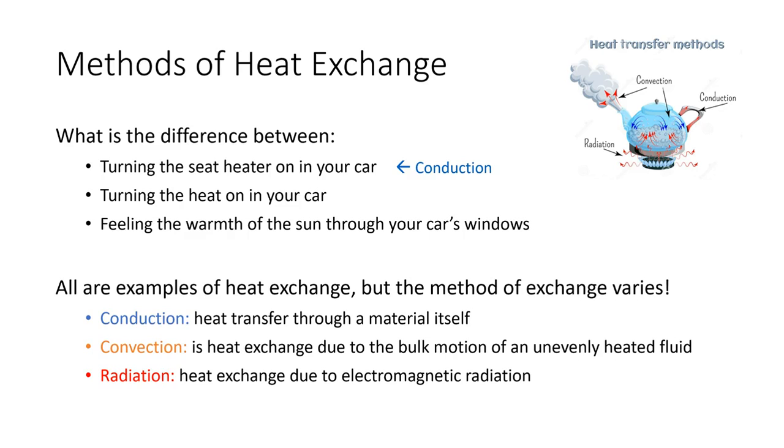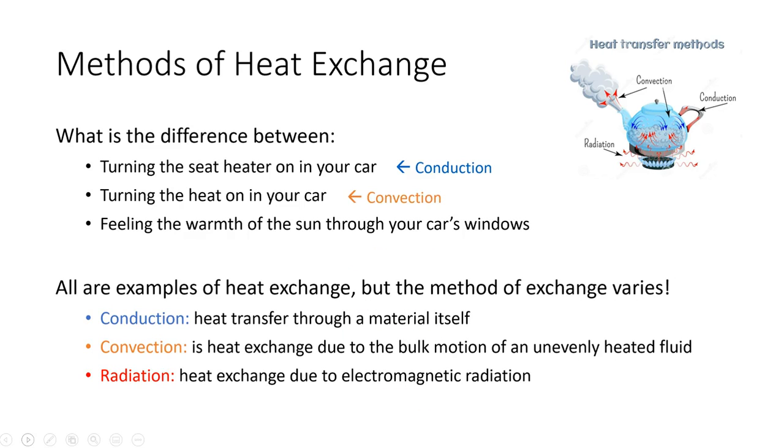Okay, so when you turn on the heat in the car, then a certain amount of the air gets warmed up by the car's heater and it circulates around with the colder air that's also in the car. And so that seems to me like convection, heat exchange due to bulk motion of unevenly heated fluid. So I would say that that's an example of convection.